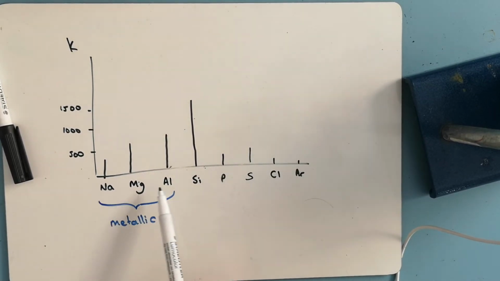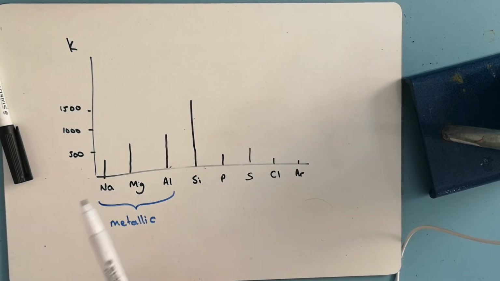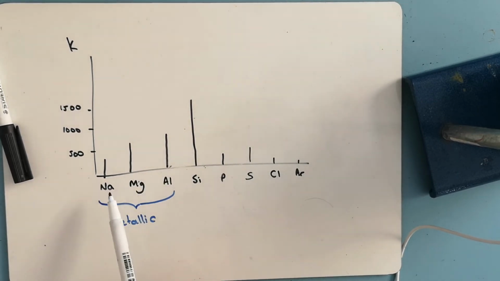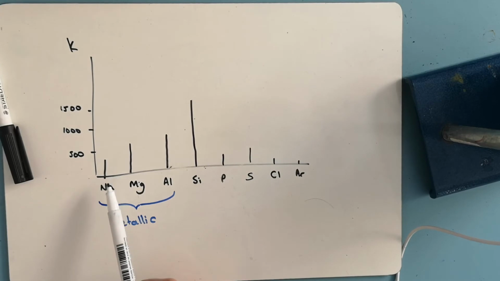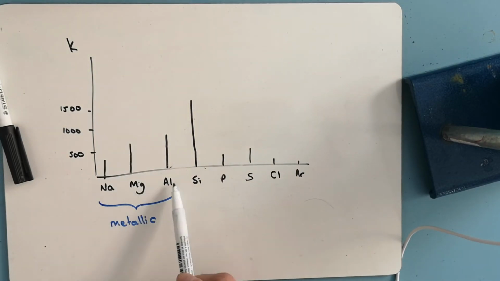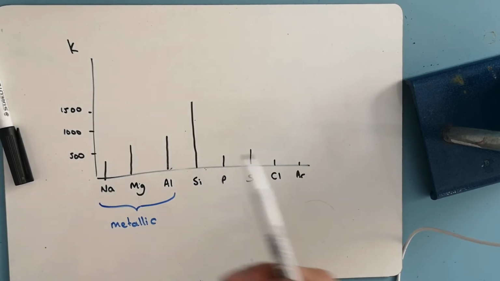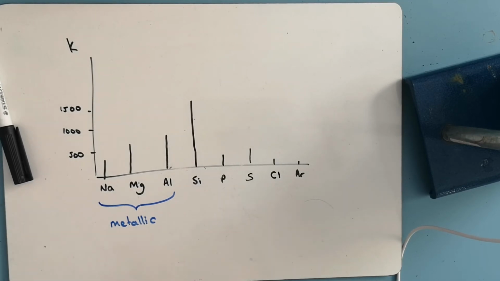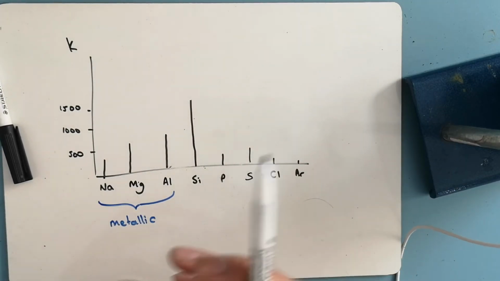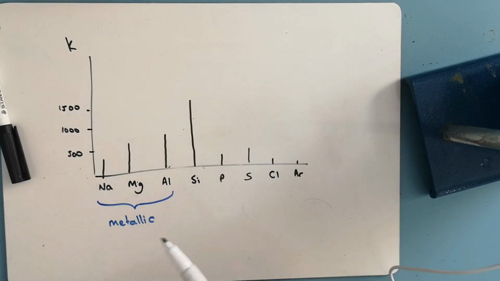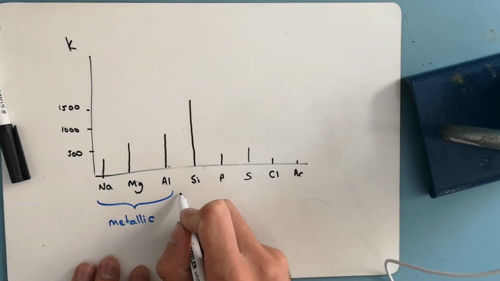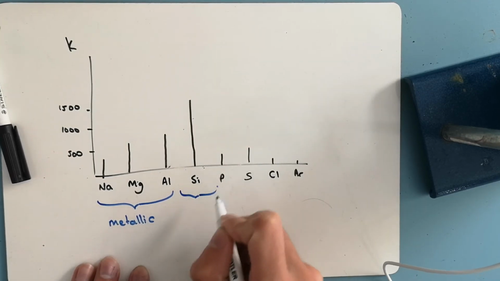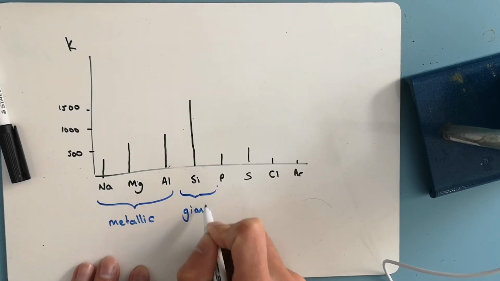Also, they get a bit smaller as we go across as well. They get contracted, so the distance between sodium and its electrons is greater than aluminium and its electrons, and this is the bond that holds it together. So if you can break that bond, then it melts. Aluminium holds together a bit more because they're closer. Silicon is the big one, and that's because silicon is giant covalent.